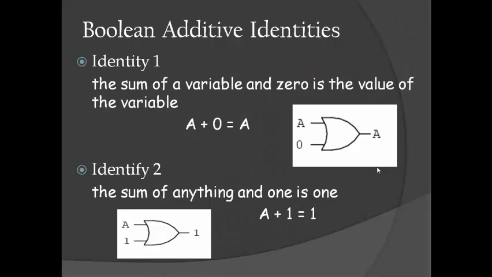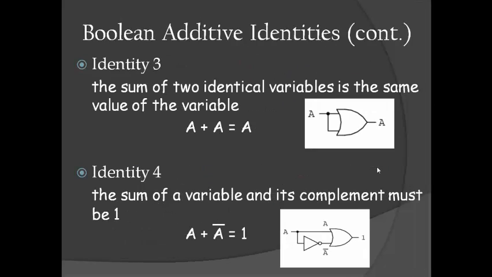Alright, for the first identity, the Boolean Additive Identities. The first two identities involve addition, whereby, as we can see, A plus 0 equals A. This is because when 0 is added to any value, it doesn't change the original value. Whereas, when 1 is ORed to any variable, the answer is always 1, which proves the second identity.